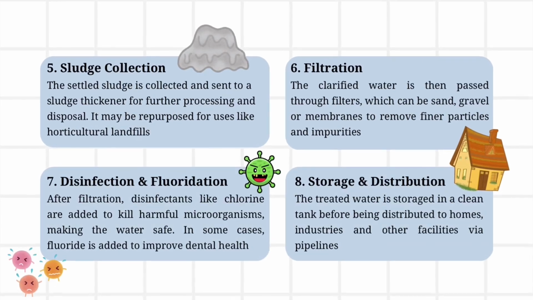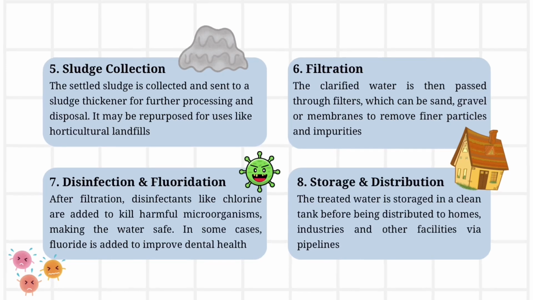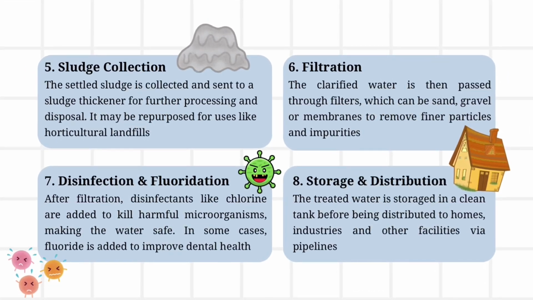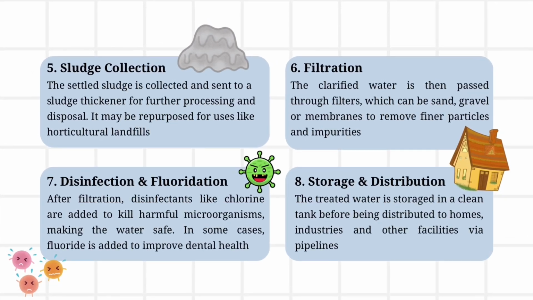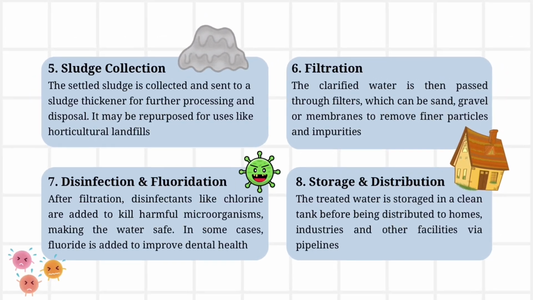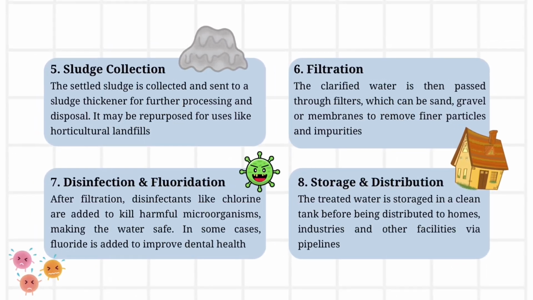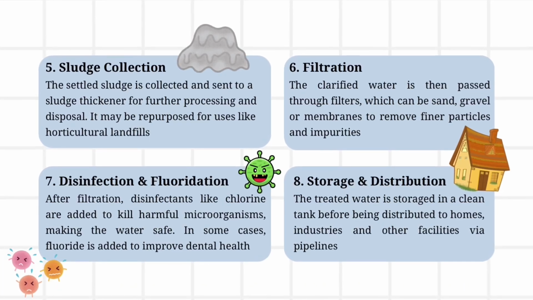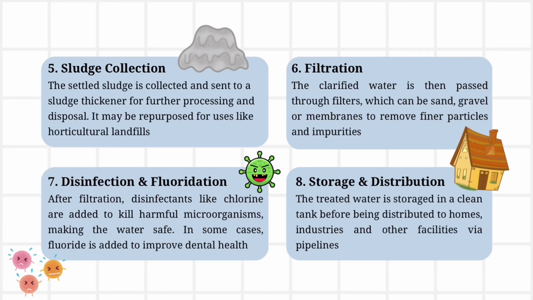The settled sludge is collected and sent to a sludge thickener for further processing and disposal. It may be repurposed for uses like horticultural landfills. The clarified water is then passed through filters, which can be sand, gravel, or membranes, to remove finer particles and impurities. After filtration, disinfectants like chlorine are added to kill harmful microorganisms, making the water safe.